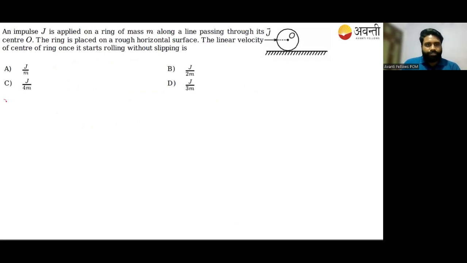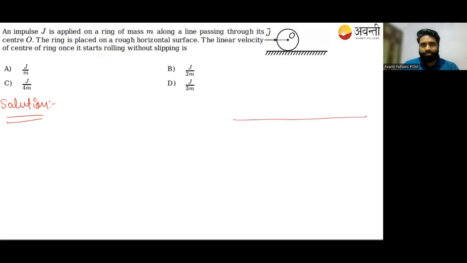This is an important question and we are going to solve it. An impulse J is applied on a ring of mass M along a line passing through its center O. The ring is placed on a rough horizontal surface. Find the linear velocity of the center of the ring once it starts rolling without slipping.